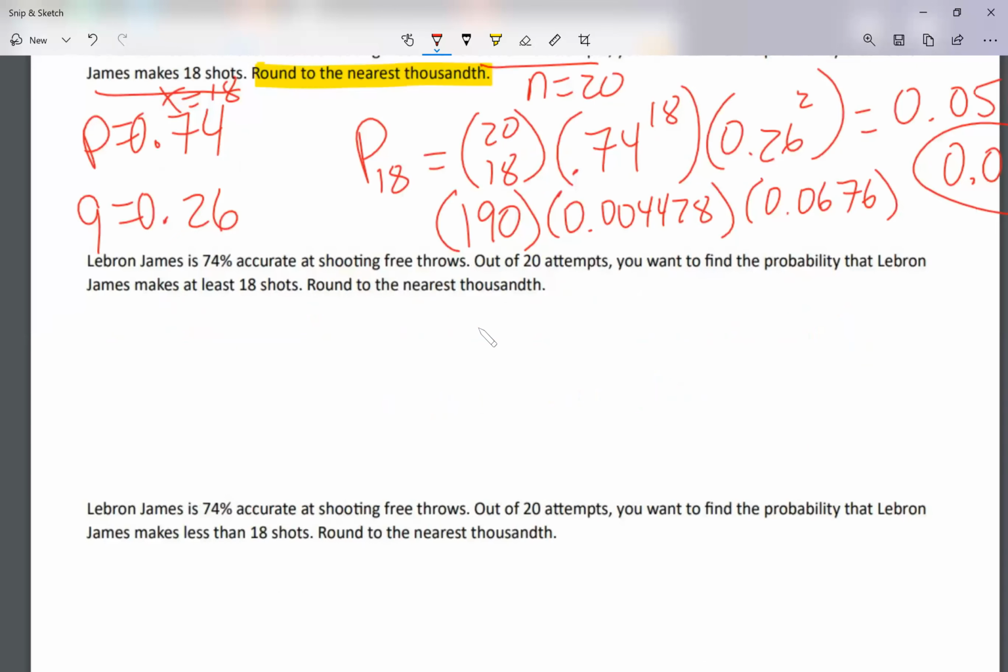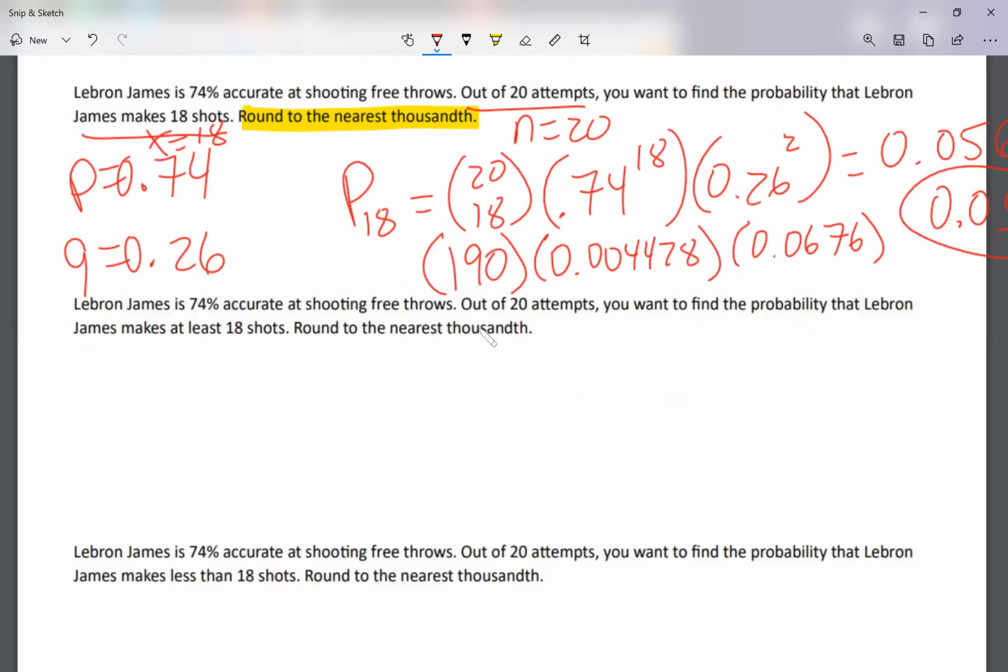LeBron James is 74% accurate at shooting free throws. Okay, so we know how to do that, which sounds like what we just did. Out of 20 attempts, it sounds like I'm reading a very similar question, but now it says you want to find the probability that LeBron James makes at least 18 shots. Round to the nearest thousandth. So at least 18 shots. What does that mean?